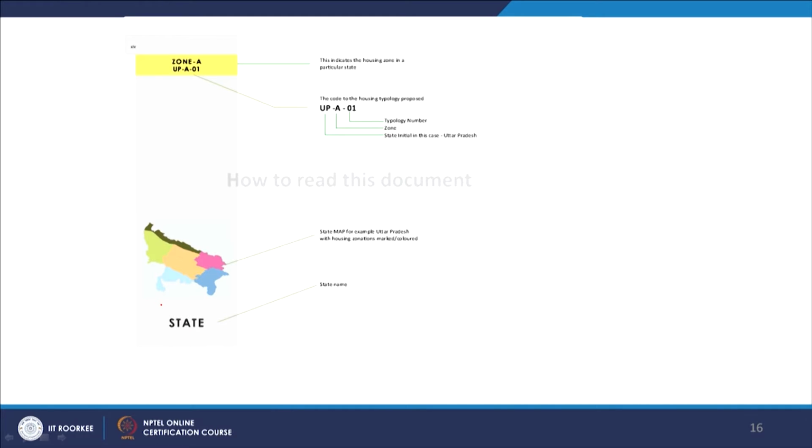First of all, the design of the manual itself is the important thing when you are developing guidance. For example, this is zone A. This is how the coding works. So now it says UPA01. UP is Uttar Pradesh, A is the zone, and within the zone you might have 2-3 typologies, so that is the typology number. So you have the state name, and then zones A, B, C, D, E, and within each zone you have typologies 1, 2, 3, 4. This is how it has been organized and how one can read this document.